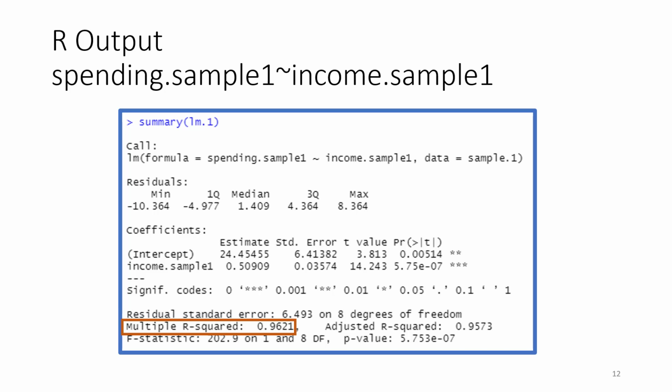So let's look at some R output. Here is the summary of linear model 1 that I ran earlier in video 2. And we can see the multiple R squared is 0.9621. This means that 96% of the variation in household spending is explained by the model, or explained by the variation in daily income. So again, the R squared is a value from 0 to 1, and it is the percent variation in the response that is explained by the model.